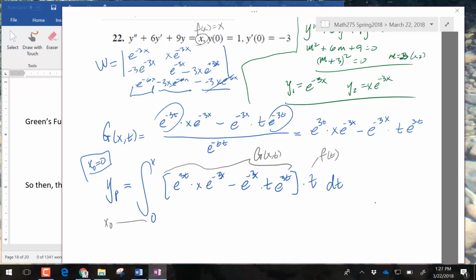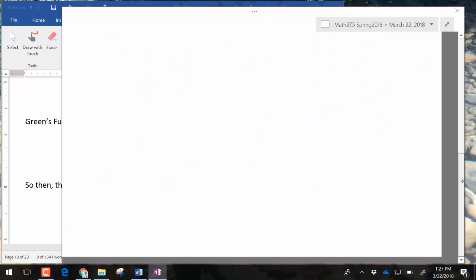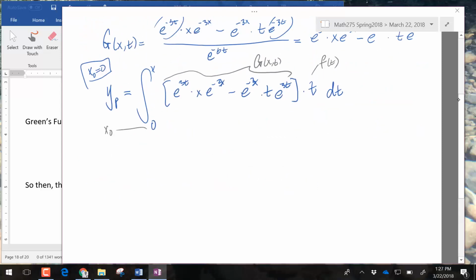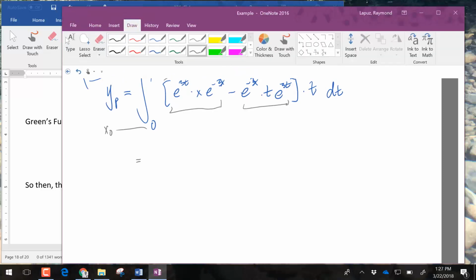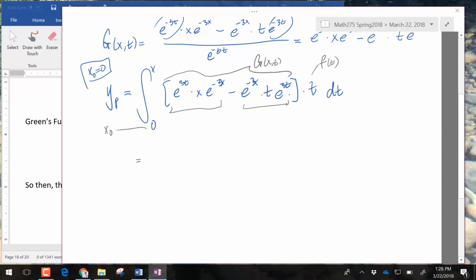The best thing to do here is probably to split it up. This first term, we have two terms, and both of those terms get multiplied with a t. So let's split this up into the integral from 0 to x of t e to the 3t times x e to the minus 3x, minus the integral from 0 to x of e to the negative 3x times t squared e to the 3t.